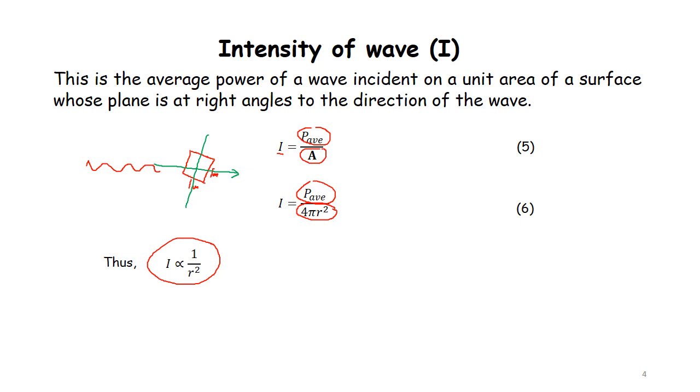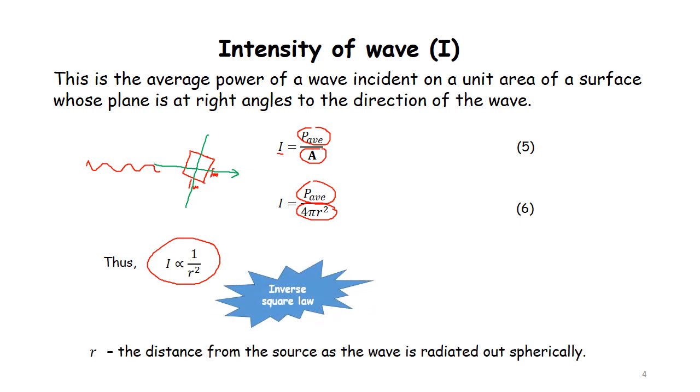That is, intensity I is inversely proportional to the square of the distance from the source of the wave. So the farther away you are from the source of the wave, the lower the intensity, and the closer you are, the higher the intensity. That relationship, where you have a parameter inversely proportional to the square of another parameter, we call the inverse square law.